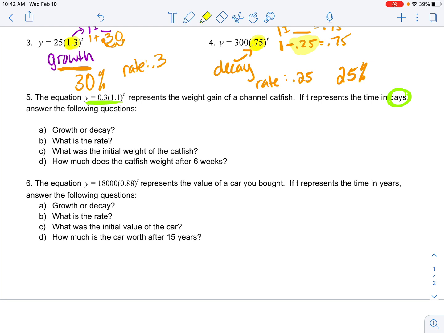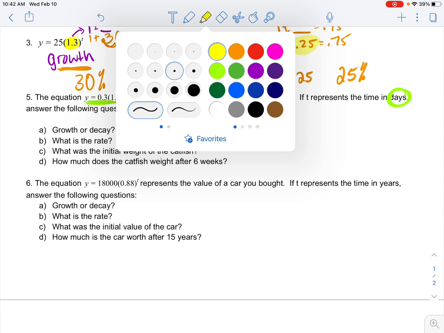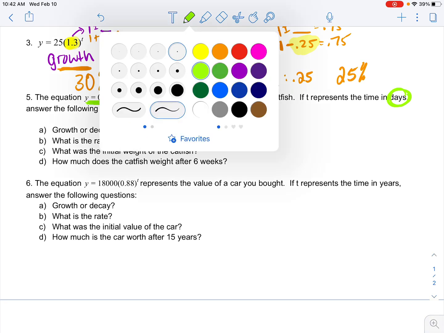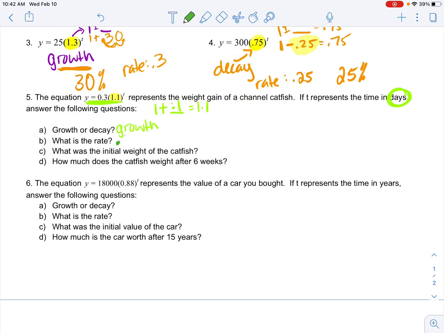Well, if I look at what's inside those parentheses, I have 1.1. 1.1 is bigger than 1, so we would have growth. What is the rate? Well, remember it would be 1 plus something gives me 1.1, right? What would I add to 1 to get 1.1? I would add 0.1. So my rate is 0.1 or 10%.